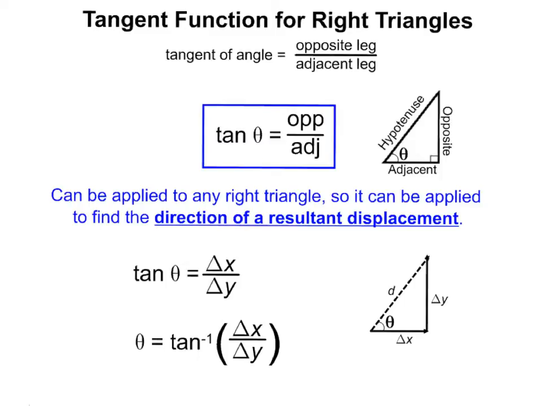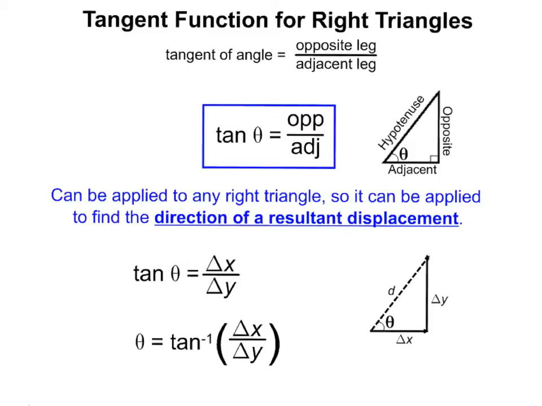And since this rule can be applied to any right triangle, it can also be applied to find the direction of a resultant displacement. I simply replace some of the vocabulary here with our terminology for vectors. We know then if we have these two vectors, we would like to find our resultant vector here, which is going to tell us our displacement. And in order to do that, I'm going to take the tangent of theta and set that equal to delta y for the y-axis, divided by delta x for the x-axis.